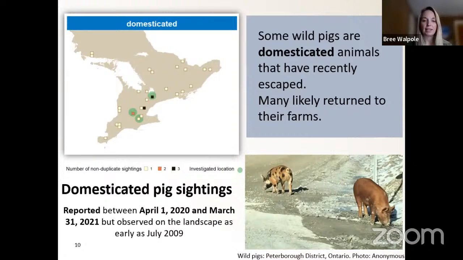This first one is the sightings we received of wild pigs that resemble domesticated farmed pigs. You can see there's a scattering of sightings, mostly in Southern and Eastern Ontario, maybe. One thing to note is when we followed up on these sightings, oftentimes we found that escaped domestic farmed pigs tend to be recaptured by their owner or return home on their own accord. I'll mention on this figure, some of the sightings have a green circle, and those circles represent sightings where the ministry took on the ground steps to follow up. I'll get into that after I get through the figures.